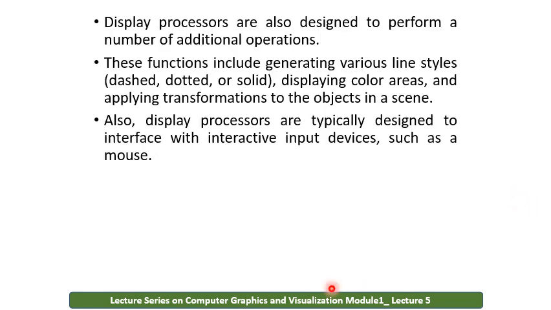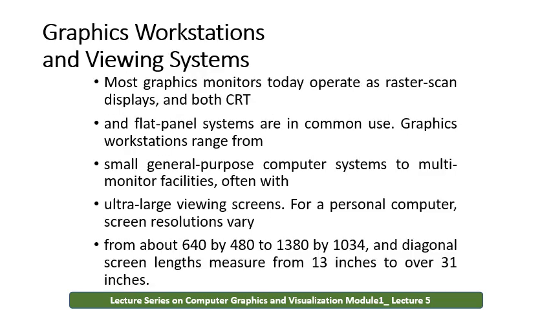The display processors are also designed to perform a number of additional operations. For example, various line styles can be drawn, such as dotted lines, dashed lines, and solid lines. They can also help display color areas and apply transformations to the objects in the scene, and they help the display processors to design interactive input devices such as the mouse.